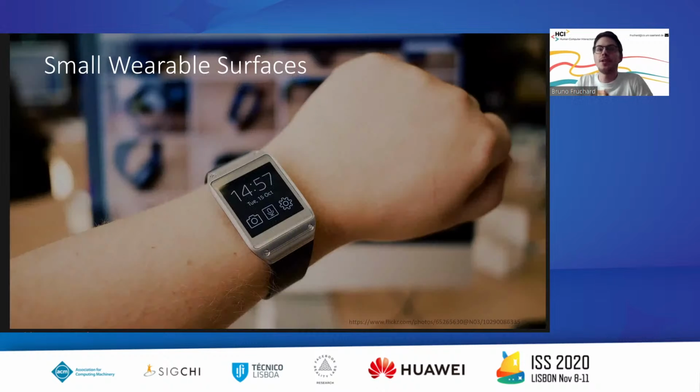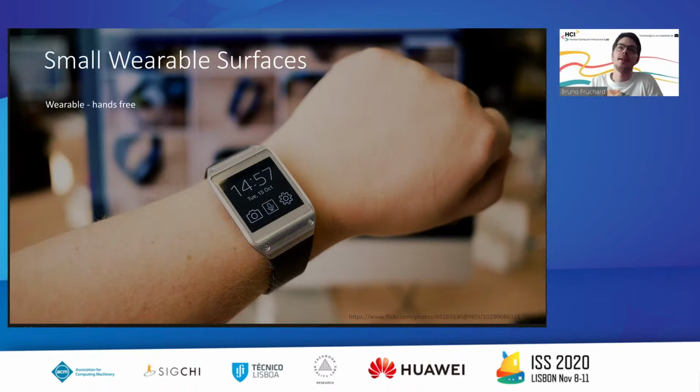So in this project, we were interested in small wearable surfaces like the smartwatch you can see here. And we were interested in two aspects of them. First, they are wearables, so they enable the user's hands to be free all the time. And most importantly, we carry them with us all the time. Meaning that when we are switching between different interactive environments, like working with a mixed reality headset or working with devices at home in an IoT environment, we have this device.